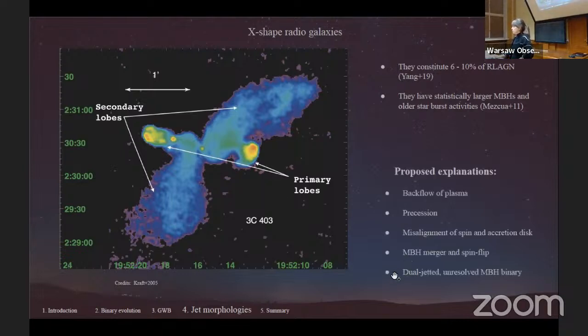So the first of them would be that we have an unresolved binary inside the radio galaxy, where the two black holes emit jets at the same time. The other scenario is that we have only one black hole inside. However, there was a binary before, where one of the black holes had a jet, and then after the binary merged, the jet suddenly changed its direction. That's why the secondary lobes would show us the direction of the old jet, and the primary lobes would show us where the jet is right now.